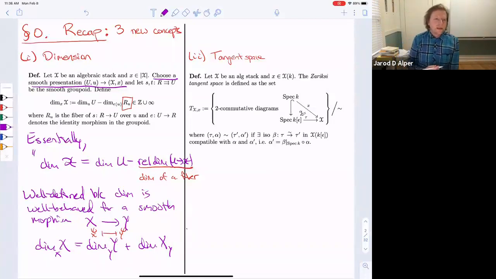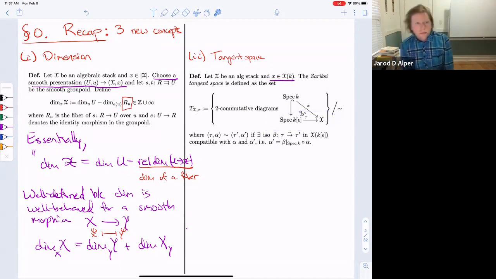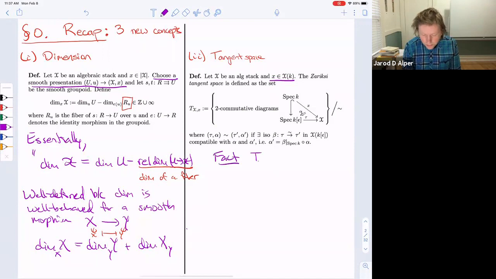And then we introduced the tangent space at a point. If we fix an algebraic stack and a K point, then the Zariski tangent space is given by extending the field valued point to a morphism from the dual numbers. This is just like with schemes, where you can consider the tangent space of the scheme as maps from the dual numbers where the closed point goes to your fixed point. Then we mod out by isomorphisms. And the fact that we covered last time was that, even though it might not be obvious from the definition, this is in fact a vector space.